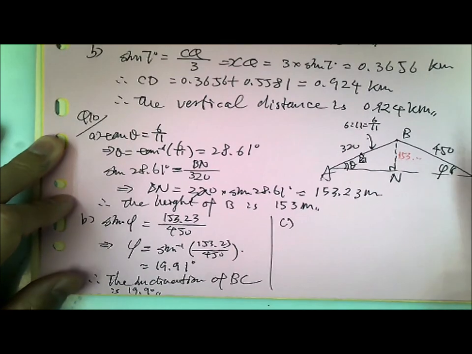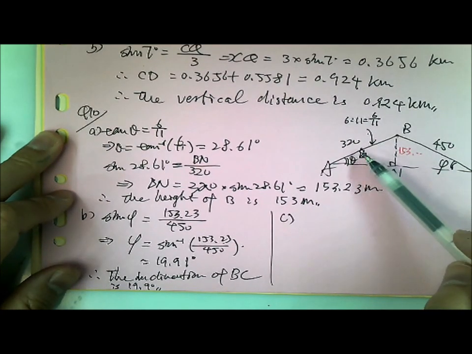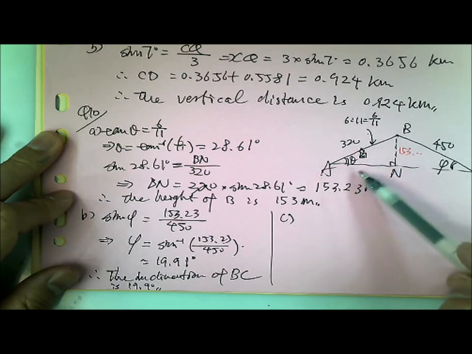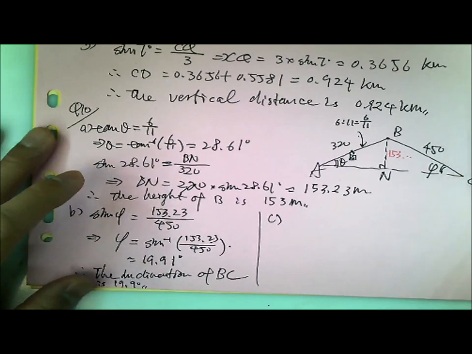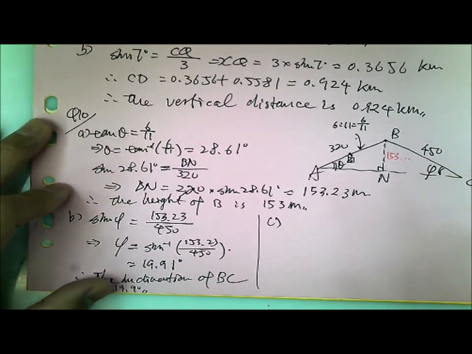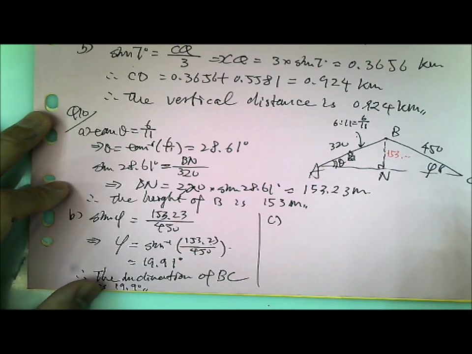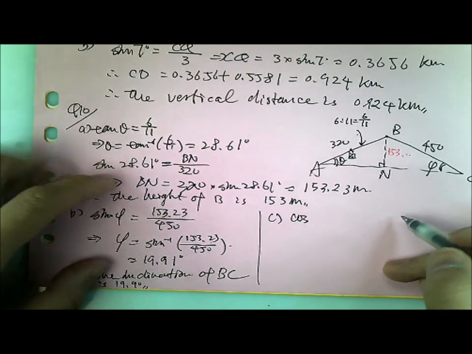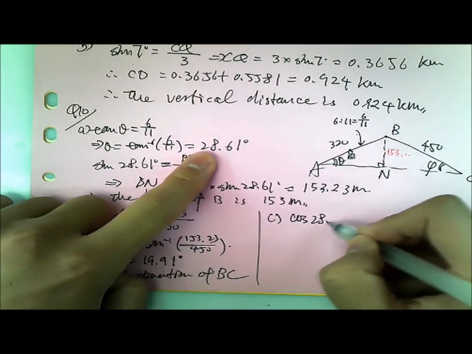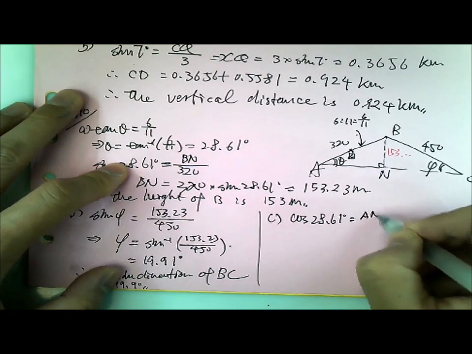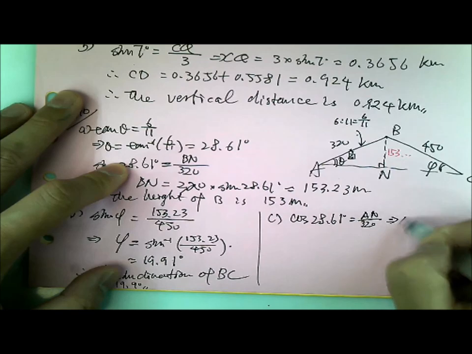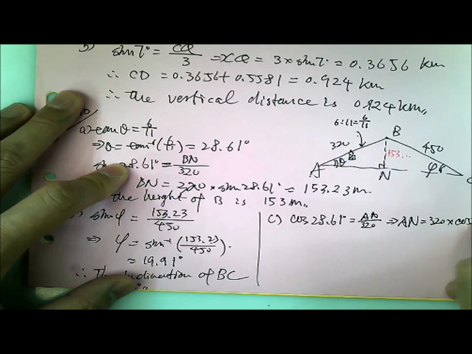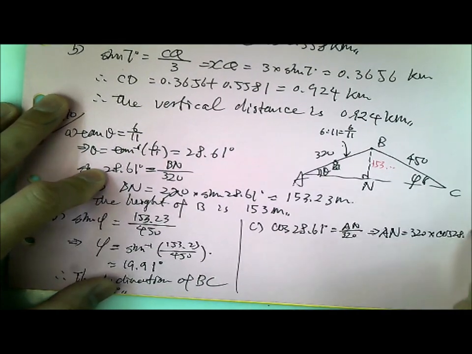So actually, it's quite easy. You can use cosine to do it, understand? Or you can use Pythagorean theorem to calculate AN and NC, right? So, so many ways you can calculate that, understand? So, I'll try to use trigonometry. I use cosine, okay? Cosine, because theta you have to find out, right? Theta is just 28.61 degrees equal to AN divided by 320. Okay, so you can calculate AN equal to 320 times cosine 28.61 degrees.